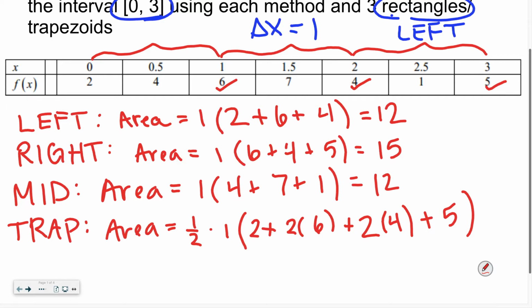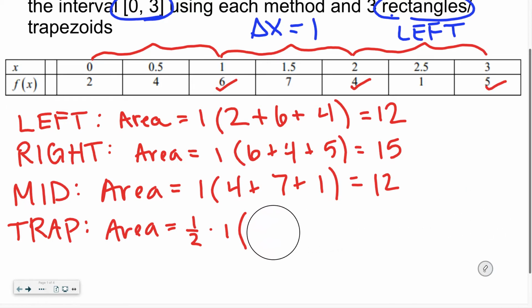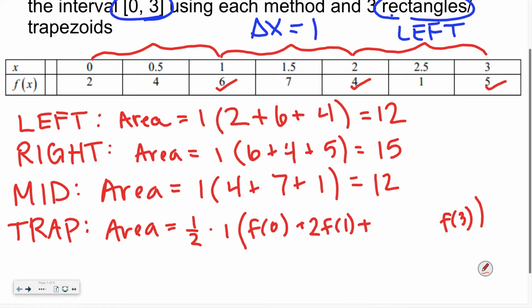Whoa, slow down. You want me to go back to this? So our interval begins at 0 and ends at 3. So those are our bases, right? And then we have double of any base that falls in between. Okay, so then we get our numbers. F of 0 is 2. F of 1 is 6. F of 2 is 4. F of 3 is 5. Who calculated that for me? 13.5? Yes.